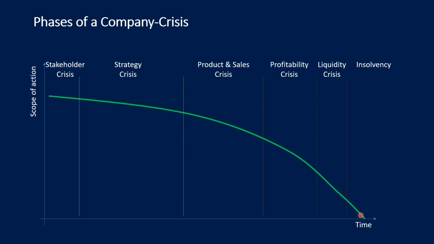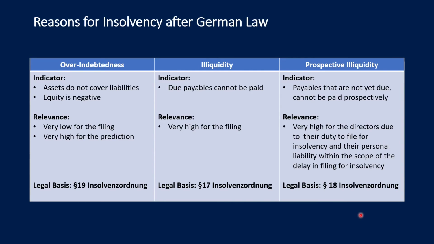And since at the end of this process we see the insolvency, we need to have a look at the reasons for insolvency. And this is the special focus on Germany. These are the reasons for insolvency after German law. We see over-indebtedness as a first reason. Over-indebtedness means that the assets do not cover the liabilities or that the equity is negative, which is exactly the same as assets do not cover liabilities.